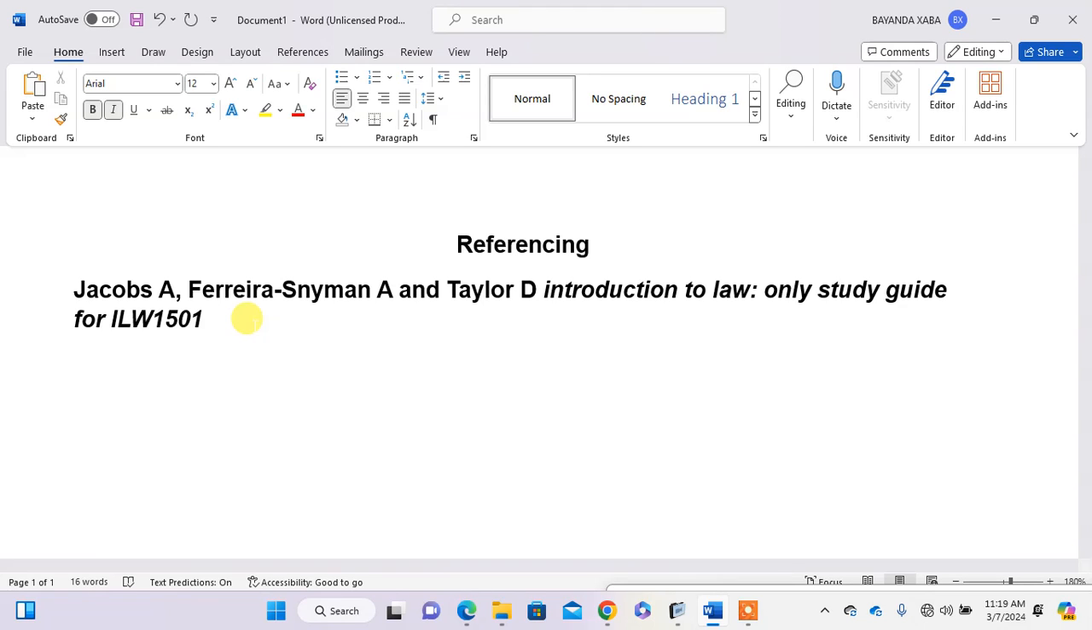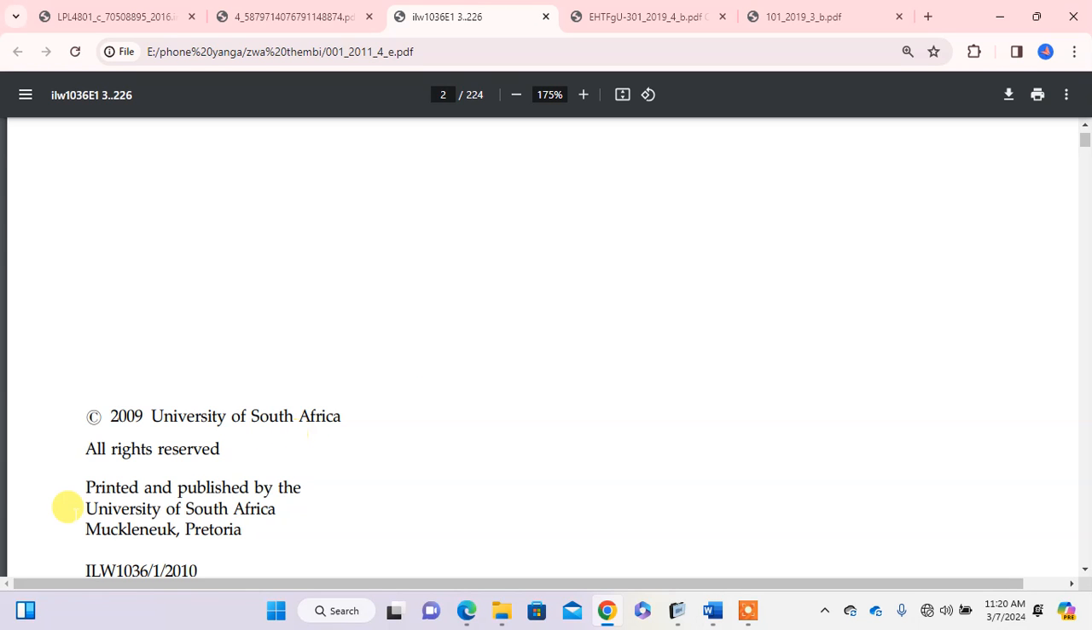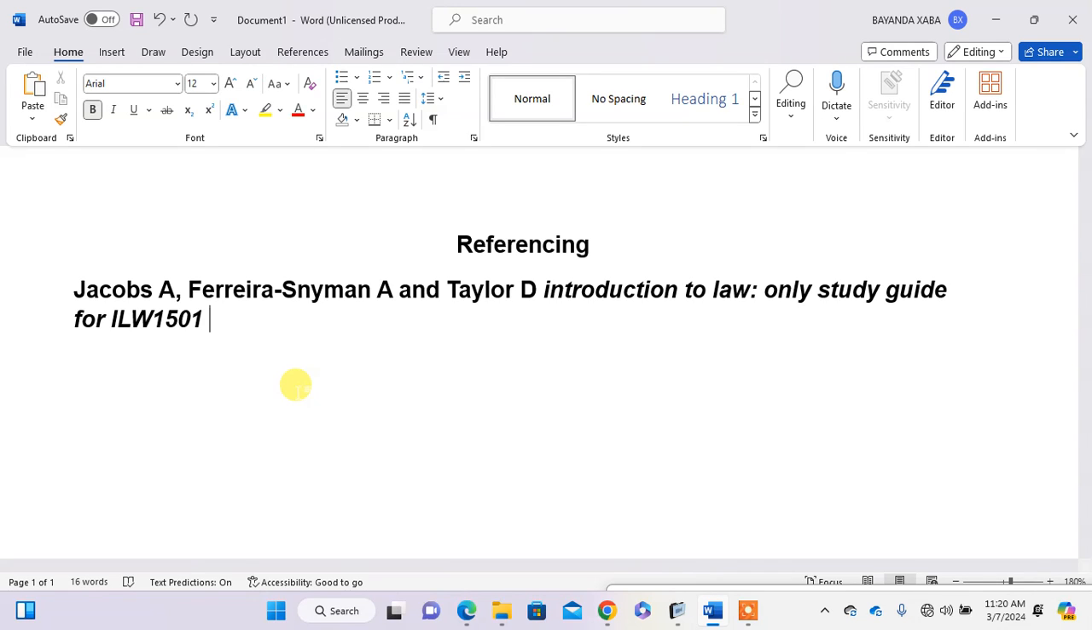The next step is to read here: printed and published by the University of South Africa, Muckleneuk, Pretoria. It means it was published in 2009 by the University of South Africa, which is UNISA. This means that after the italics, you put brackets, then you write UNISA, Pretoria, 2009. Then you close the brackets, full stop. This is how you reference the study guide. I have shown you.